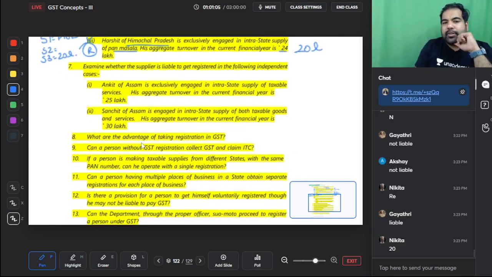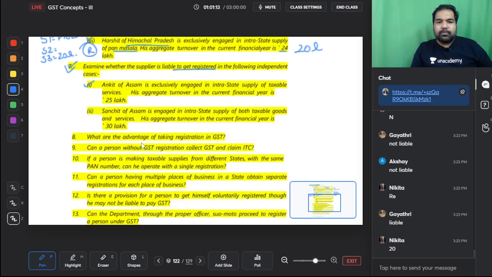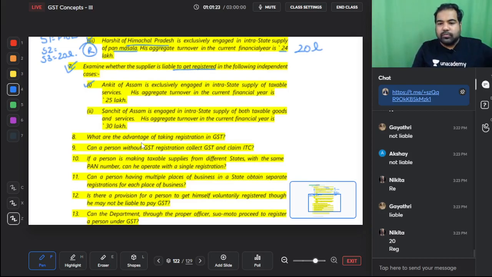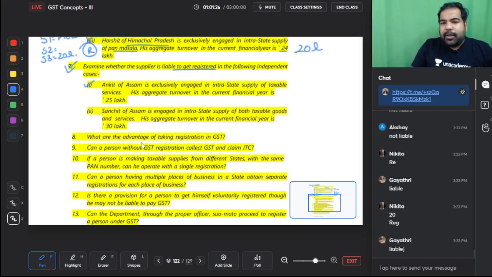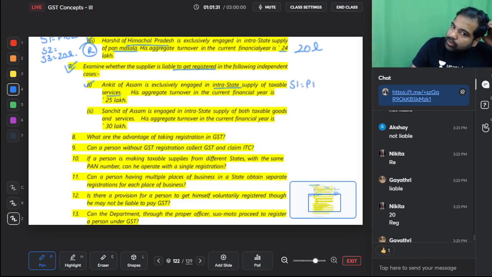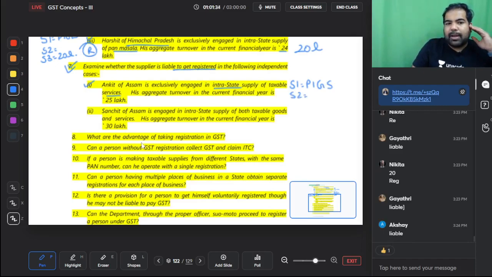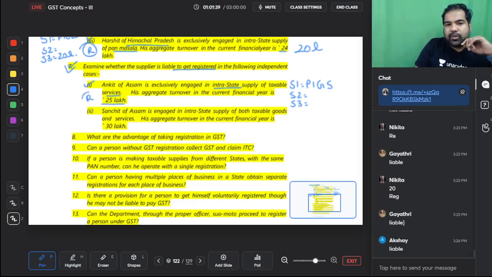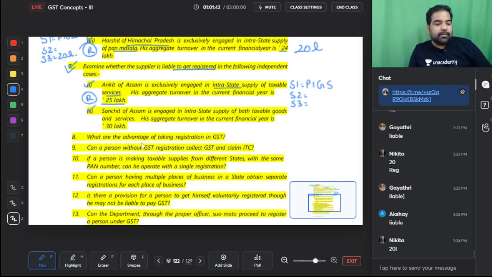Next guys, examine whether the following are liable to get registered. Again guys, the first one please, over to you all. Ankit of Assam. Guys, Ankit of Assam, intrastate and taxable services. So step 1 PIGS will not apply because he is not doing goods, he is doing services. Step 2 will not apply because he is not in NT-MAMI. So step 3 is 20 lakhs, he is at 25 lakhs, so registration required. Next, Sanchit of Assam.